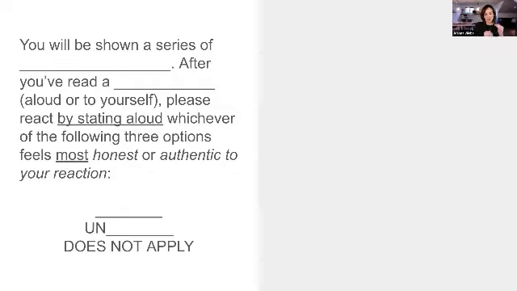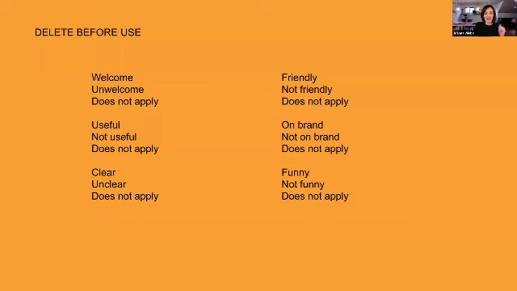We haven't done it where we do positive, neutral, negative, and does not apply, but it feels like you need to explore that. Now, what are some of the reactions you might want to think about having people give? Just think about your goal. If your goal is to test for clarity, you want to do messages that are clear, unclear, does not apply. And does not apply, you explain right away. But here, we're going to talk through these three options. So you might say messages that are welcome, unwelcome, or does not apply. Useful, not useful, does not apply. Clear, unclear, does not apply. Friendly, not friendly, does not apply. On brand, not on brand, does not apply. Funny, not funny, does not apply, or whatever it might be.